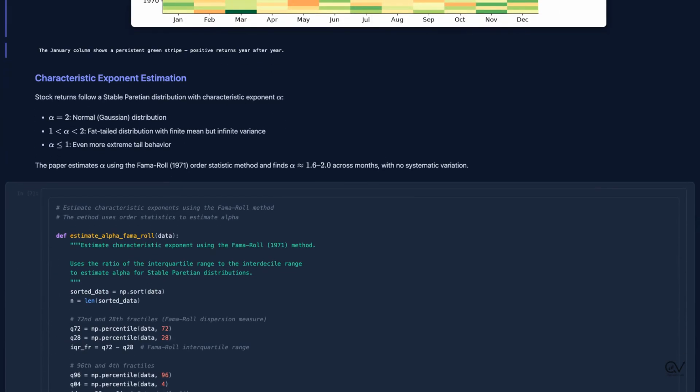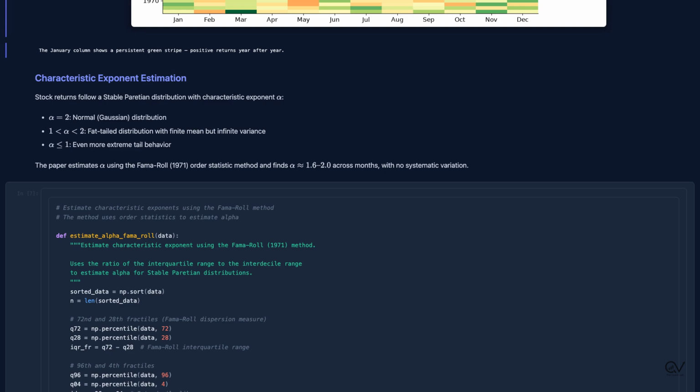The final piece of the puzzle is the characteristic exponent, which tells us about the tail behavior of the return distribution. The key question is, does the shape of the distribution change by month or just the location? An alpha of 2 means normal. Anything below 2 means fatter tails than Gaussian.